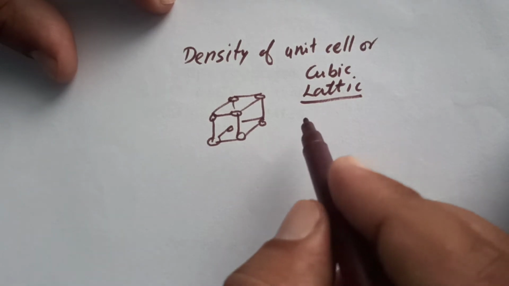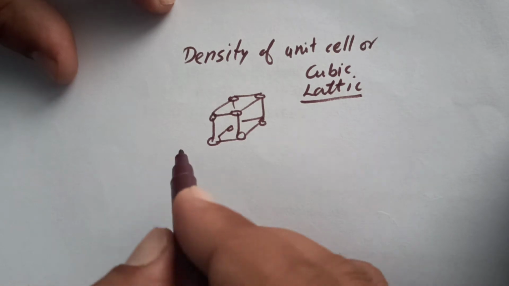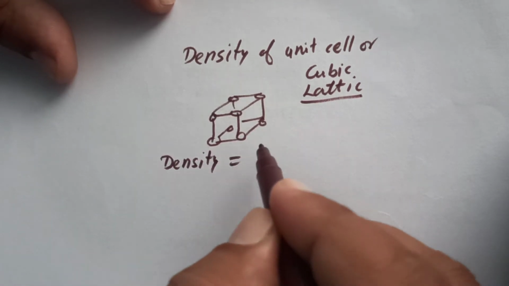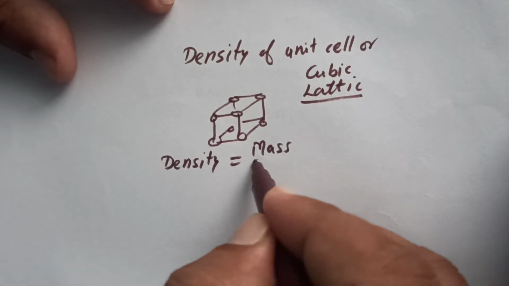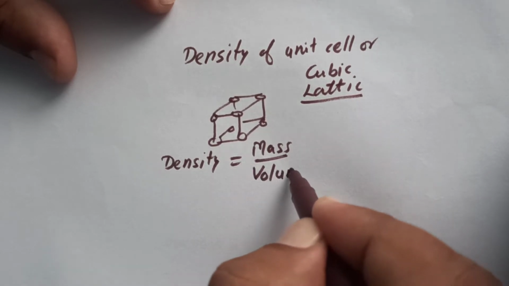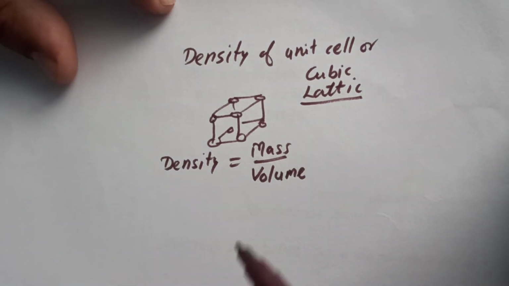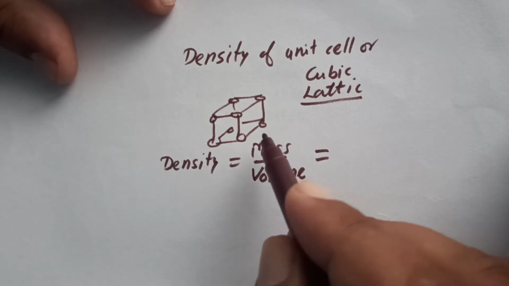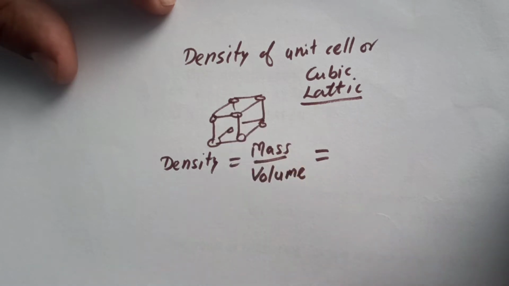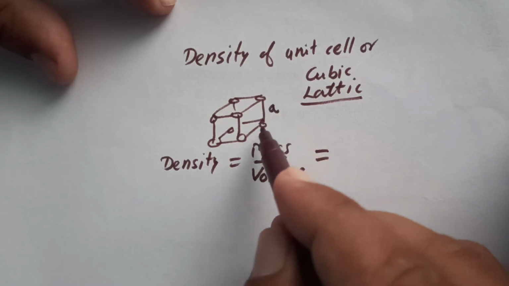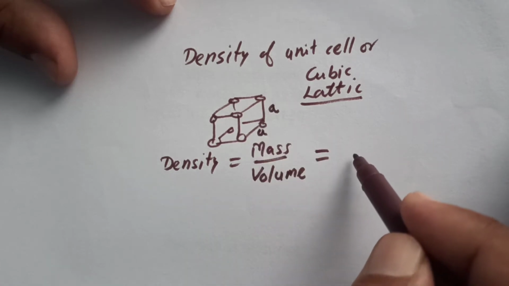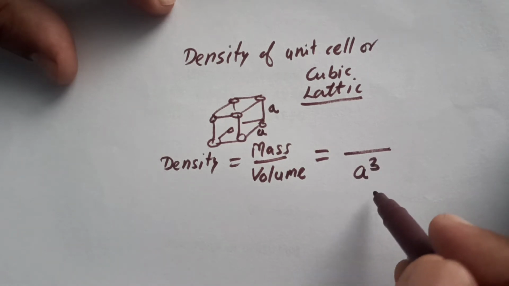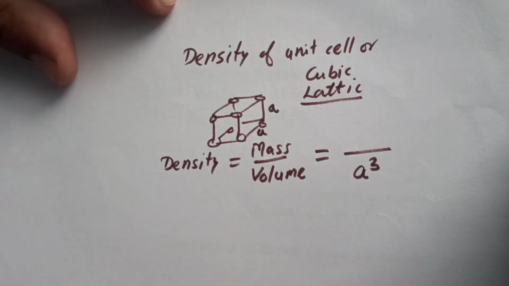So we know, what is density? By definition, density is mass per unit volume. That means density is the ratio of mass to volume of any substance. So here we need two things to find the density of the unit cell: one is the mass of the unit cell, and second is the volume. The volume of the cube we know is equal to a cube, that is, the cube of the side or edge length.